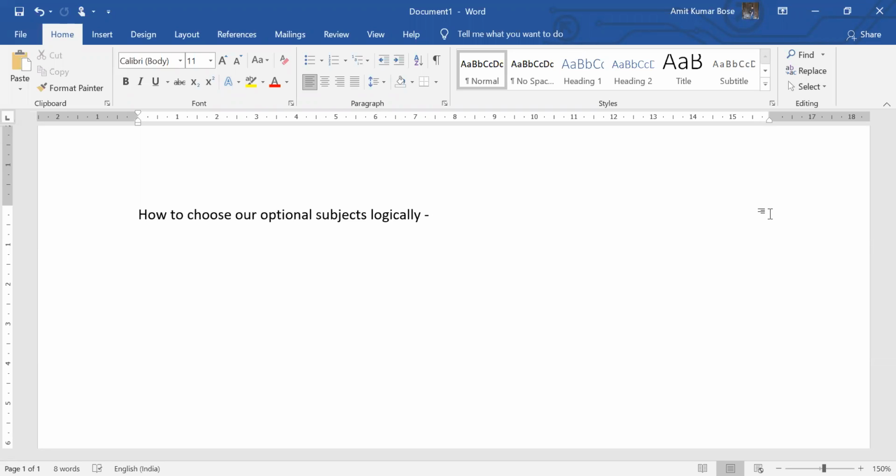This is going to be a general discussion on how, normally, given the way the examination is conducted, to logically choose an optional. What are the factors to be taken into consideration? And what are the things which should be avoided? Right? However, before starting the process, let me raise a question here.